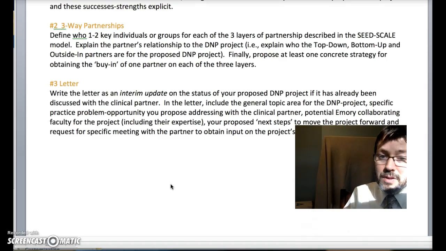as a follow-up. So you're going to be talking about the general topic area for your DNP project, any specific issues that you're planning to address in their clinical practice, and what you're thinking about to address that situation, any Emory faculty that might be collaborating, and then your proposed next steps to make the project move forward. So this is going to be building on whatever conversations you've already had with the partner and helping to give them a specific concrete roadmap of where things could move from here.